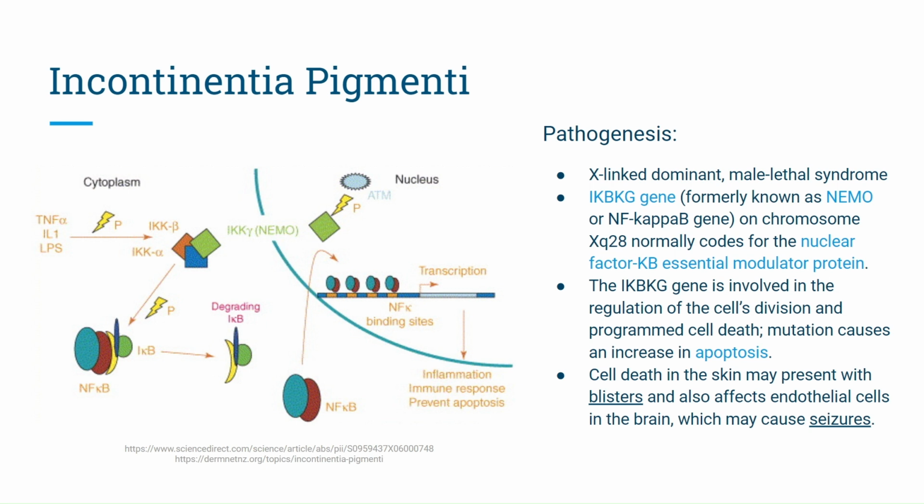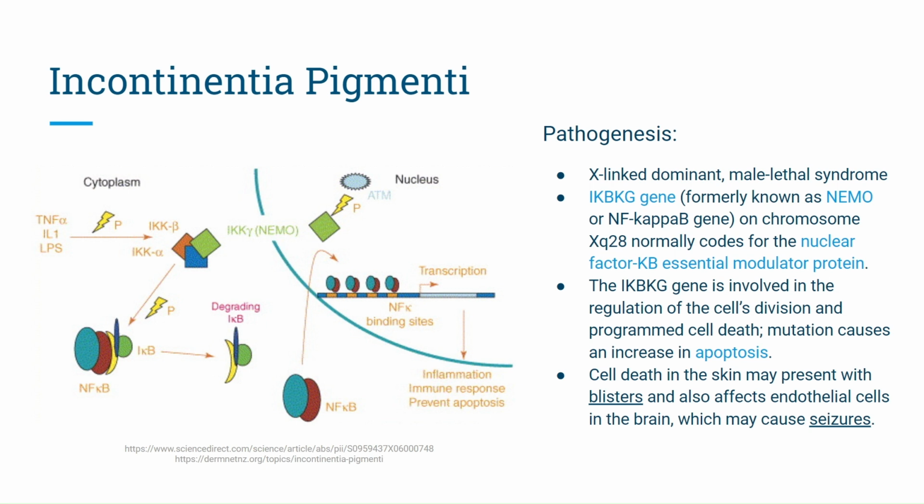IKBKG. This is the new way they name NEMO. So formerly known as the NF-kappa B gene, the IKBKG gene. It's on the X-linked chromosome. It does modulate NF-kappa B. This gene basically regulates cell division to a degree and programs cell death, so mutations cause an increase in apoptosis.